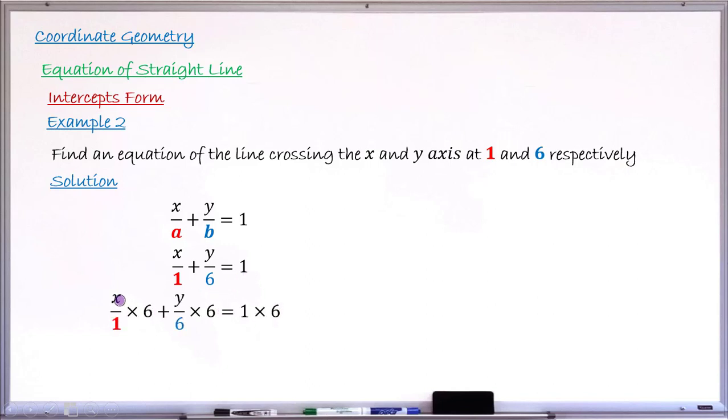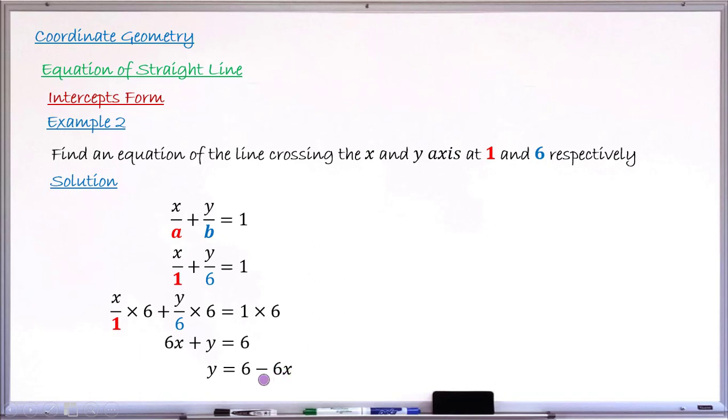So each and every term here is multiplied by 6. There I'm going to have x over 1 times 6 plus y over 6 times 6 equals 1 times 6. So x over 1 times 6 will give you 6x. And y over 6 times 6 gives you 1 times y, which is y. And 1 times 6 gives you 6. So you can now collect like terms. The 6x is shifted to the right hand side to change it to minus. So you have y equals 6 minus 6x. This is now the equation of this very line.